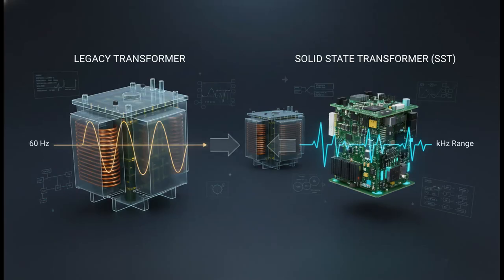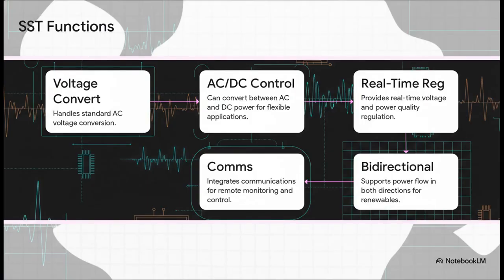A conventional transformer relies on a large iron core and operates at the low grid frequency of 50 or 60 Hz. Its size and weight are dictated by these physics. An SST operates at much higher frequencies, in the kilohertz range. Because the size of magnetic components shrinks as frequency increases, an SST can be dramatically smaller and lighter for the same power rating. The true capability of the SST lies in its integrated functions.